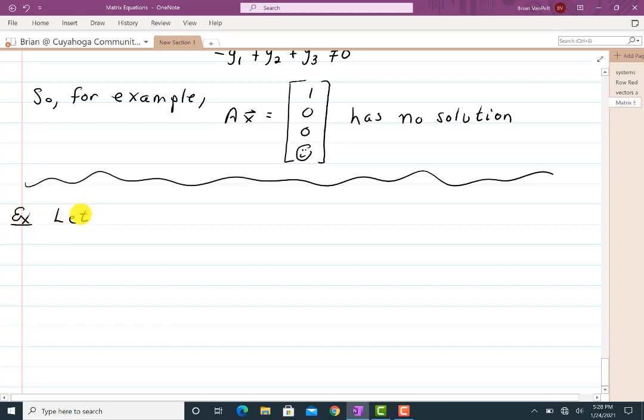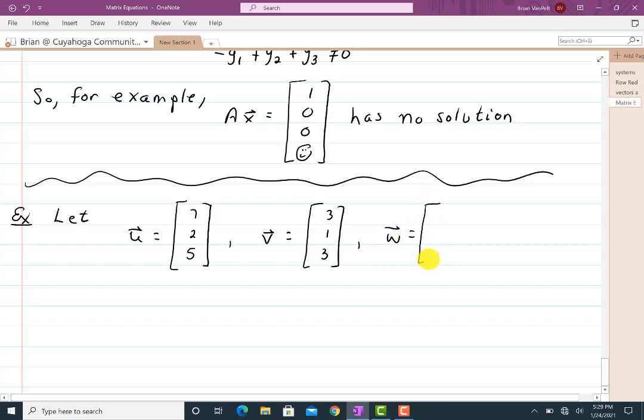Next, let's have u equal 725, v will equal 313, and then w will equal 610. Now suppose we know the following: 3u minus 5v minus w is equal to the 0 vector.